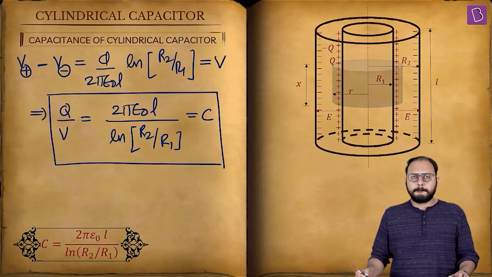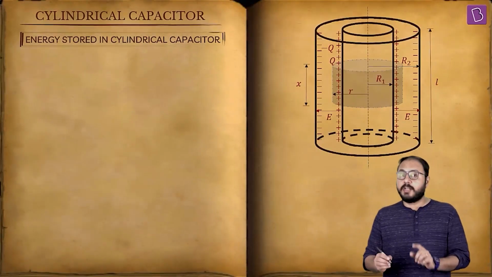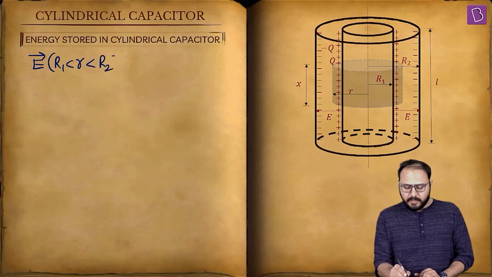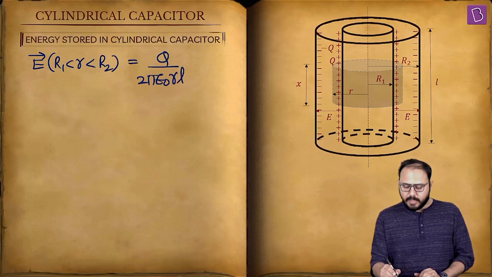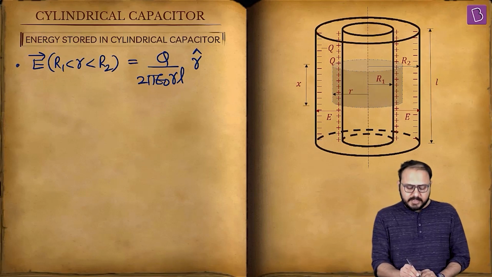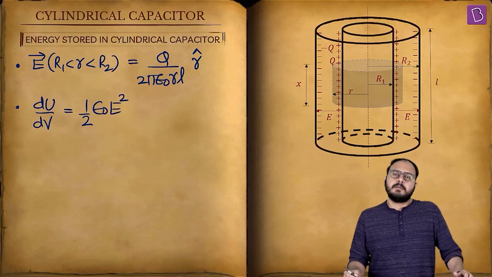Capish so far? Okay. We're still here. Energy stored. For energy stored, what do we need? Field expression. We found it. Did you realize how much benefit we are having because we know the field expression? Q upon 2 pi epsilon naught R L, R cap. So one is this thing. What was the other thing? Sir, the other thing was energy density. Shabash, dU by dV is half epsilon naught E square. Right?